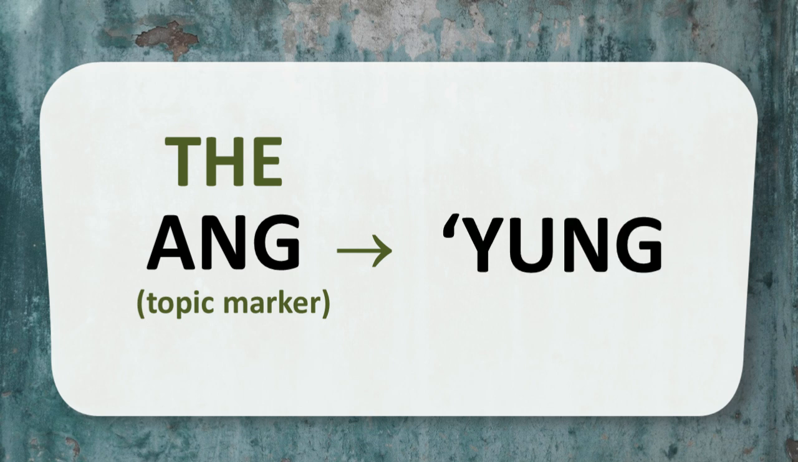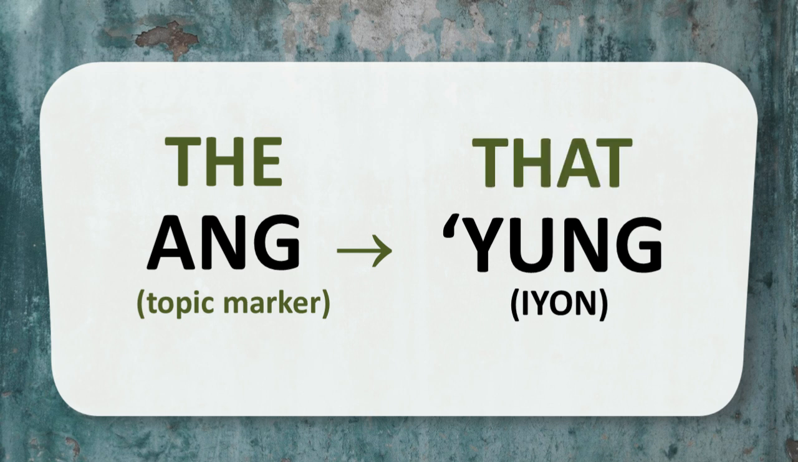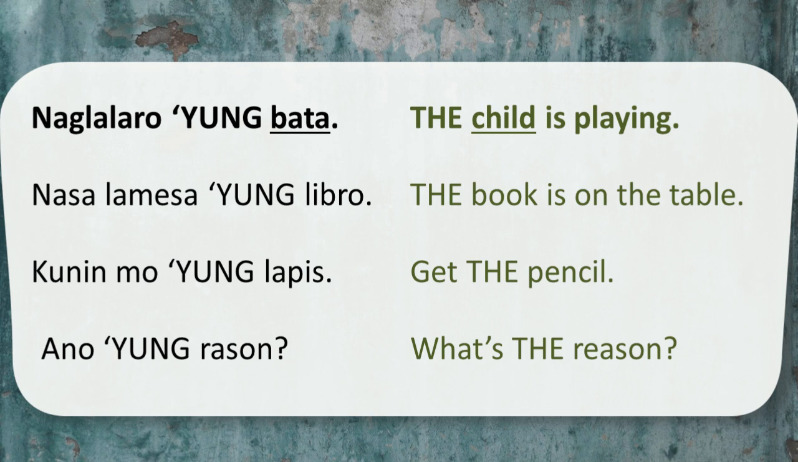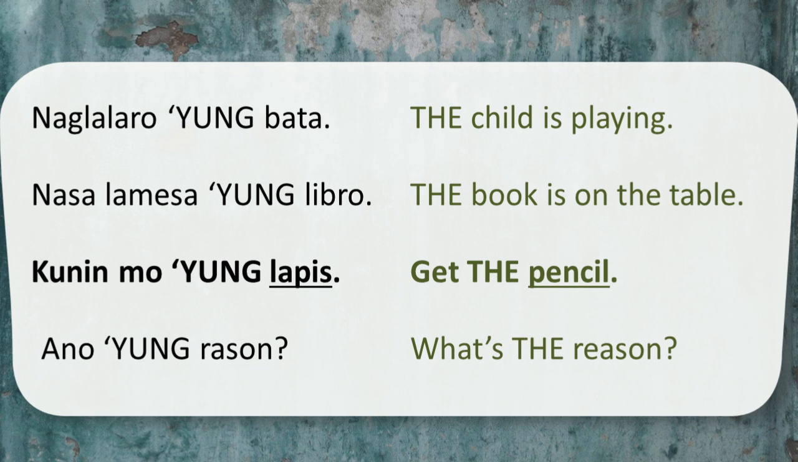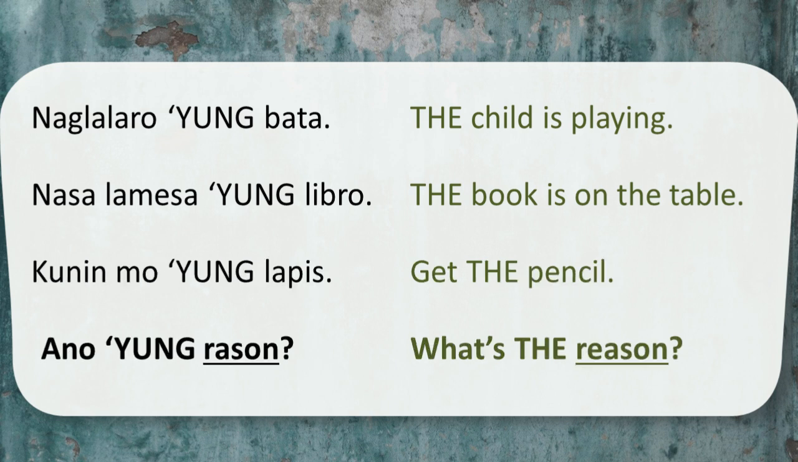Sometimes, yung is used rather than ang. Yung is from iyon, which means that. Naglalaro yung bata. The child is playing. Nasa lamesa yung libro. The book is on the table. Kunin mo yung lapis. Get the pencil. Ano yung rason? What's the reason?